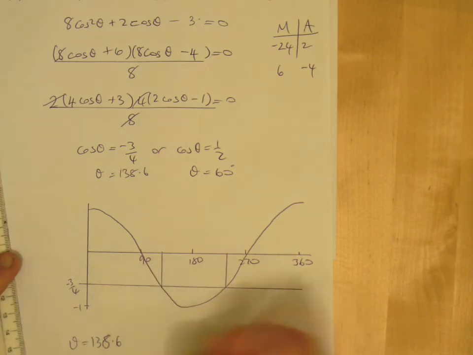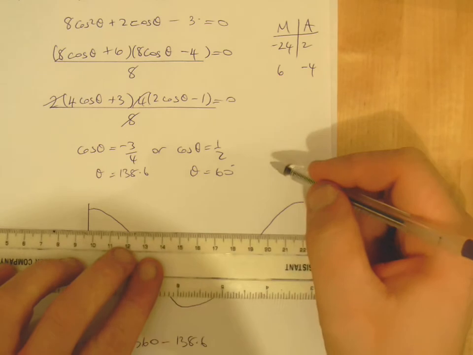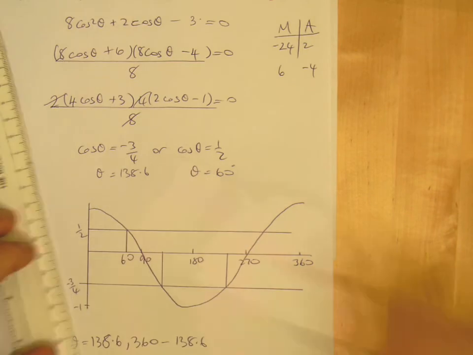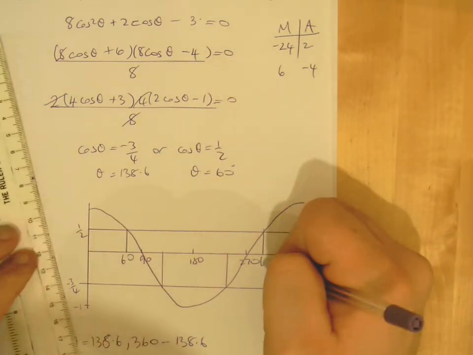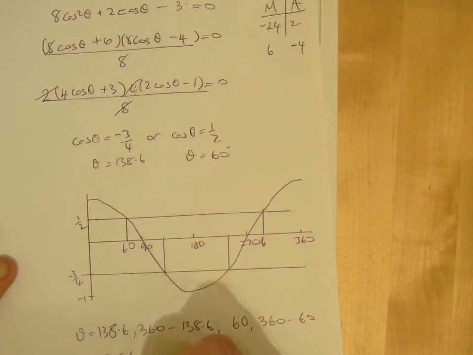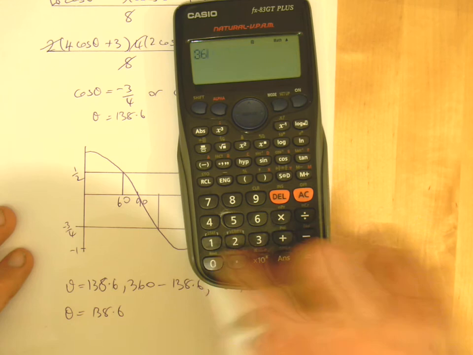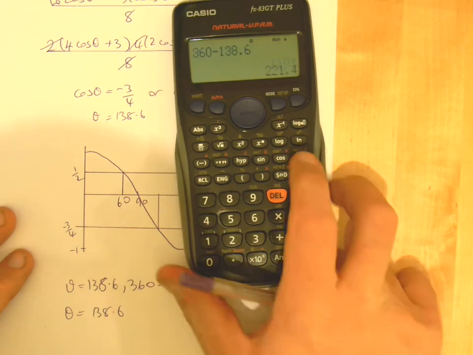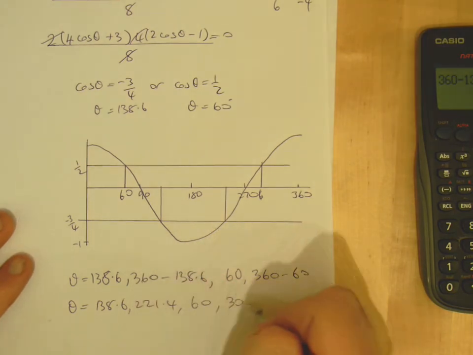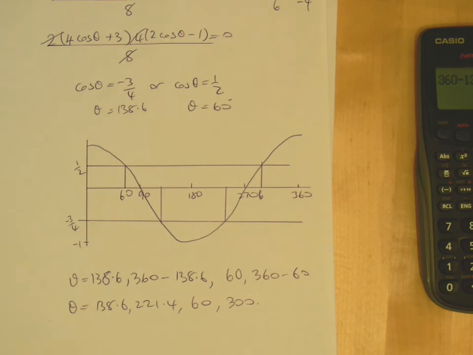Then to get that one, symmetry, it'd be 360 minus 138.6, and then the other one then, half, 60 degrees here, okay, and then of course 360 minus 60 there. So 60 and 360 minus 60, so you work that out in your calculator, 138.6, okay, let's get my calculator on that, so 221.4, 60, and then 300. Those are all my answers there. Might be good to put them in order as well, and we've answered part A. Part B, let's have a look.